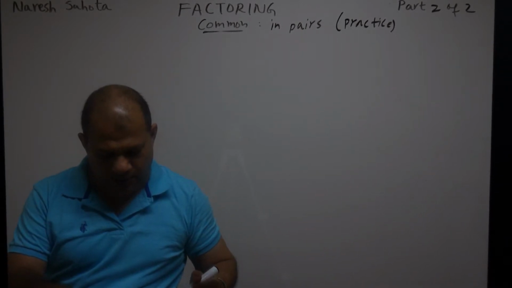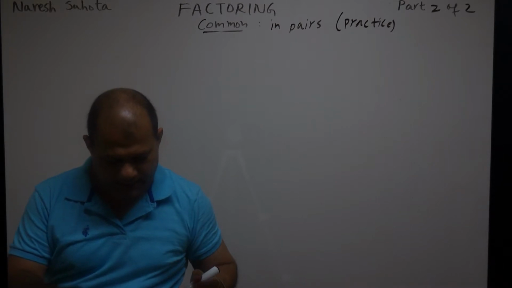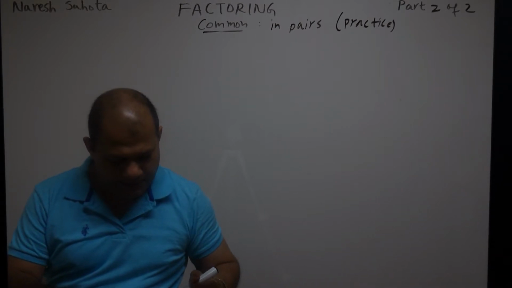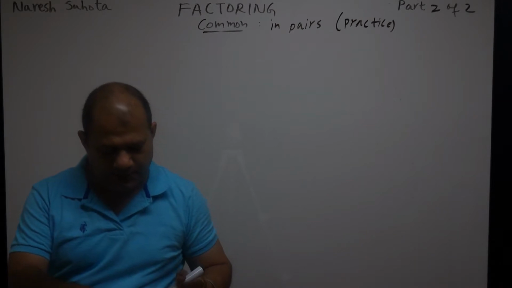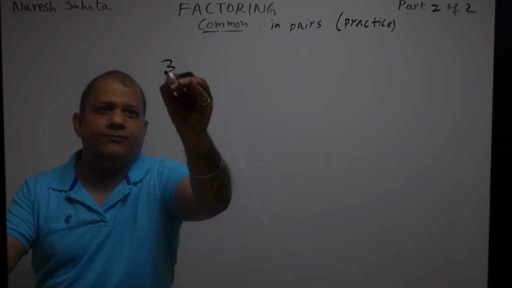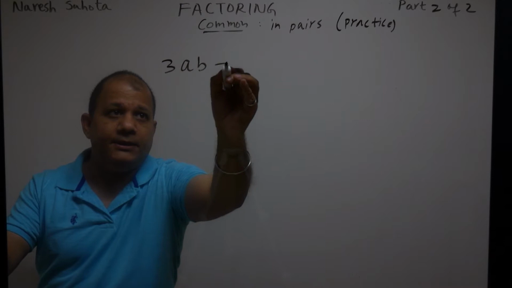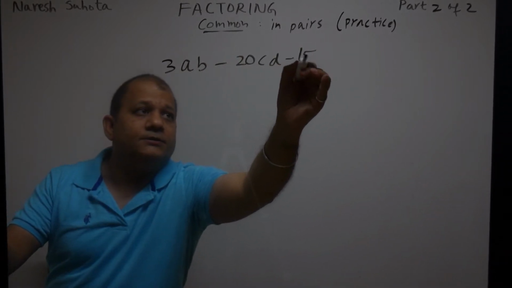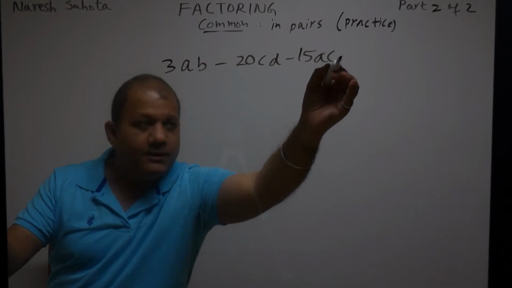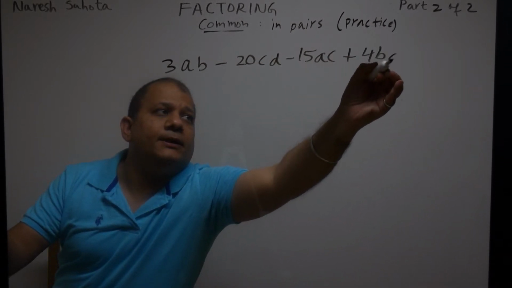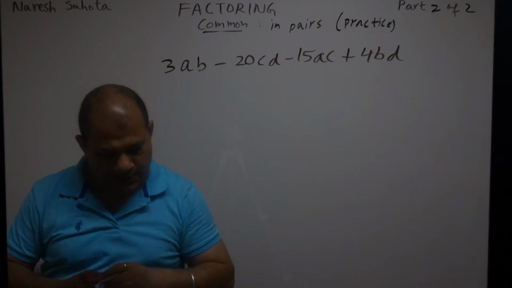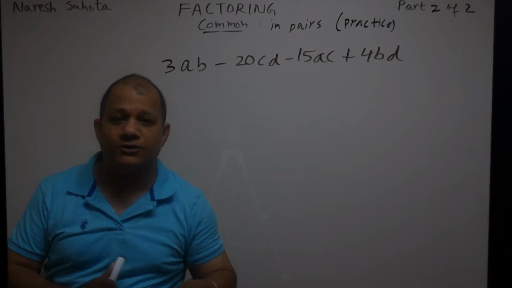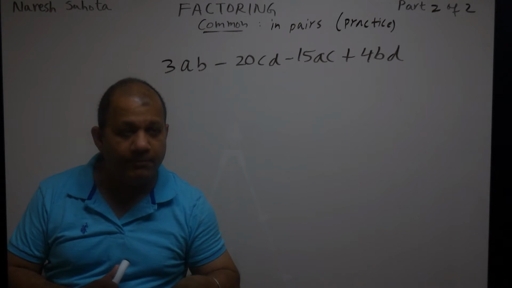Okay, so now let's look at something like this. If we are given 3ab minus 20cd minus 15ac plus 4bd. I just want to make sure that I copy the question correctly. So 3ab minus 20cd minus 15ac plus 4bd.